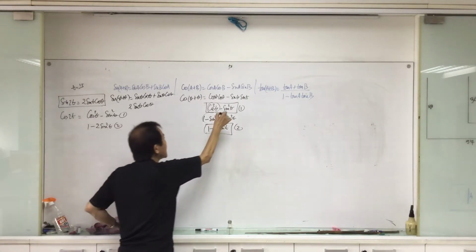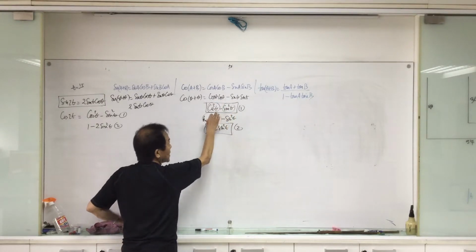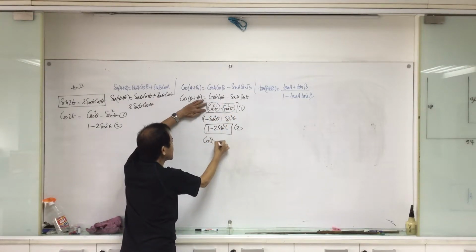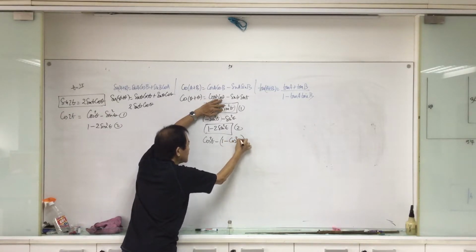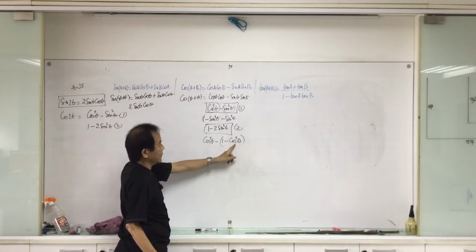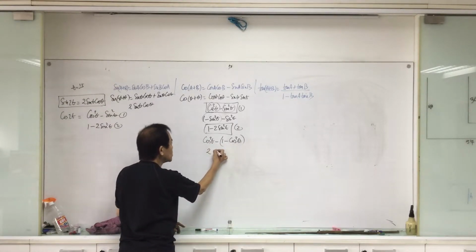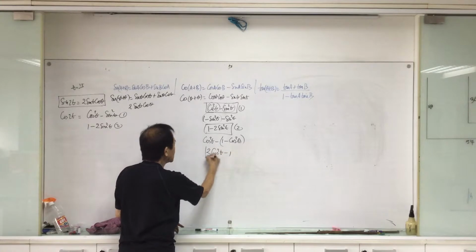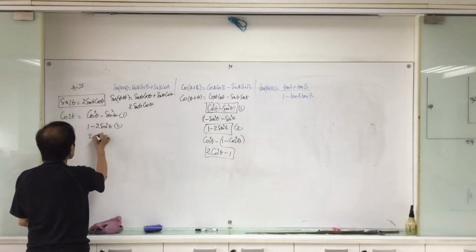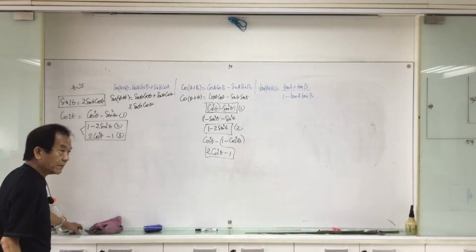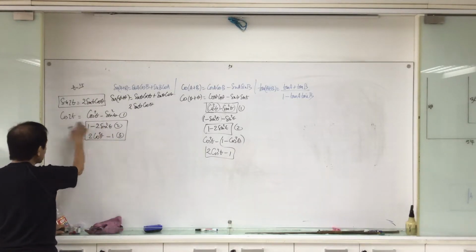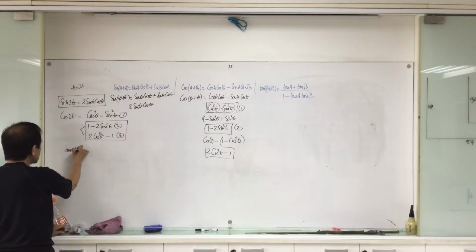The third one, you change the sine square into 1 minus cosine square. Cosine square theta minus sine square theta equals cosine square theta minus 1 minus cosine square theta. So minus becomes a plus, and you have 2 cosine square theta minus 1. So the third one is 2 cosine square theta minus 1. Equations number 2 and number 3 lead you to something else we call the half angle formula. But before that, we just do tangent 2 theta.